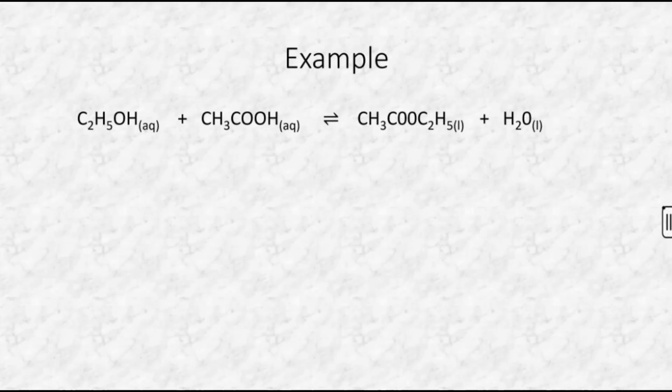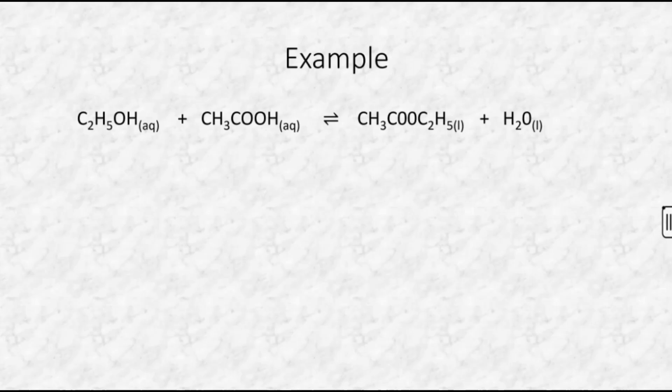This is the reaction between ethanol and ethanoic acid, giving ethyl ethanoate and water. You might know ethanoic acid as acetic acid, and you might know ethyl ethanoate as ethyl acetate as well. Because we started with ethanol and ethanoic acid, those are our reactants in this case, and ethyl ethanoate and water are our products.